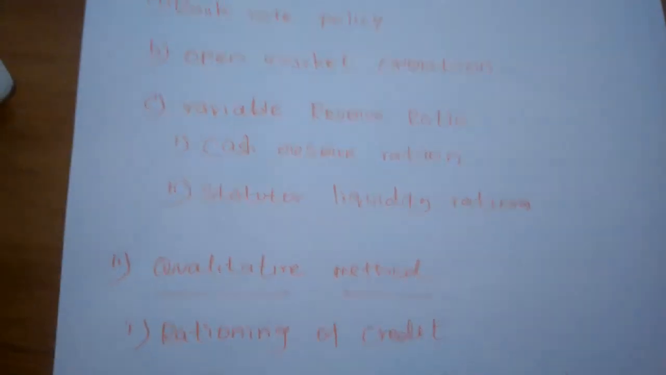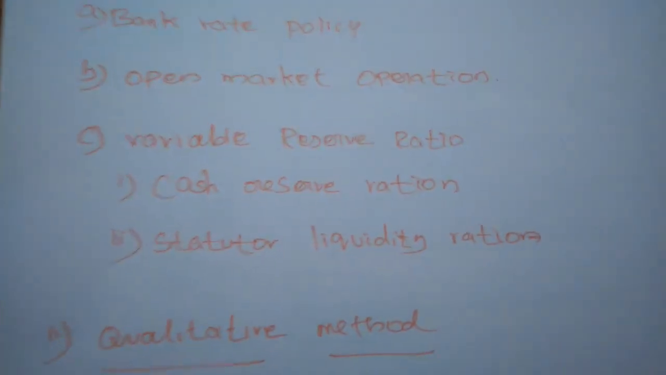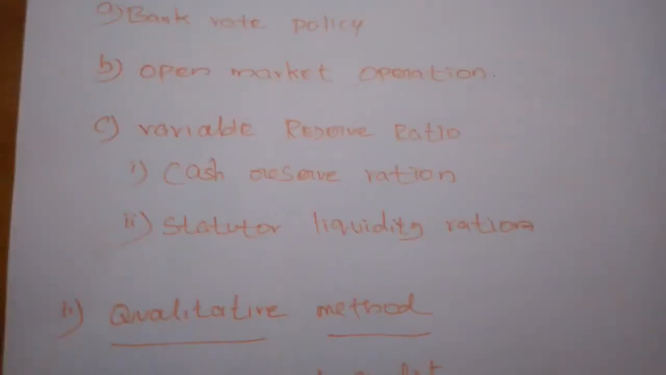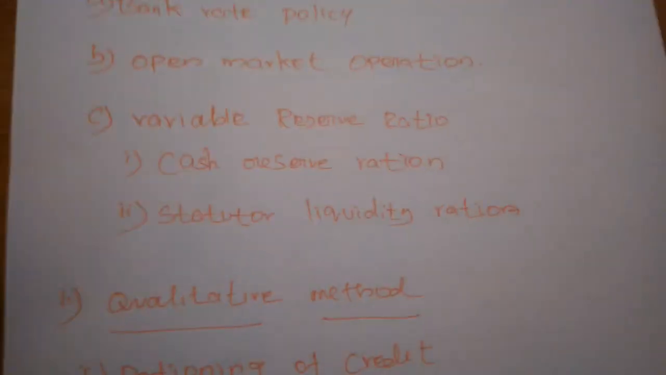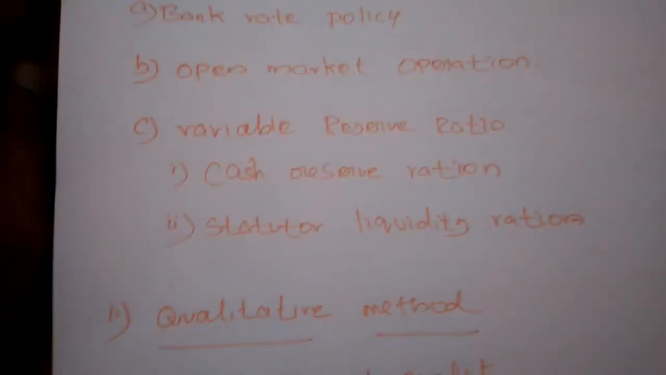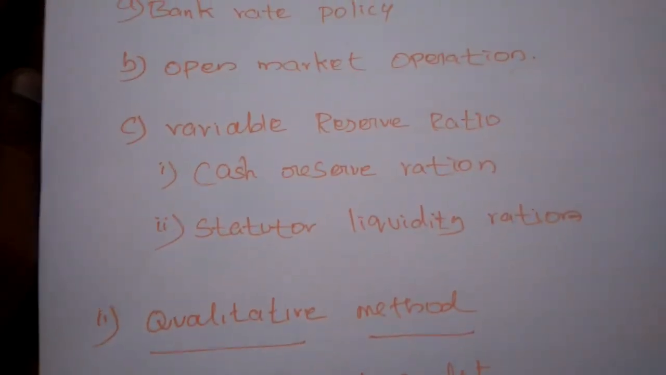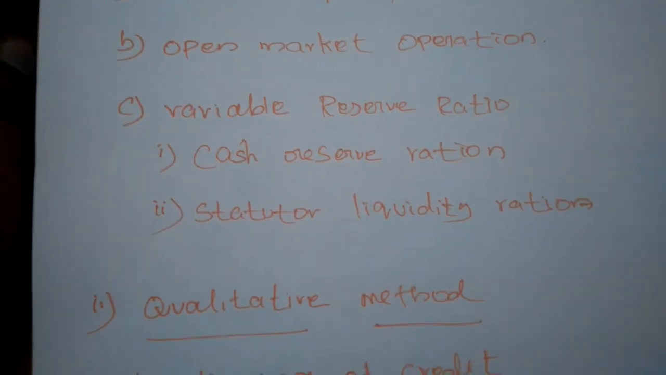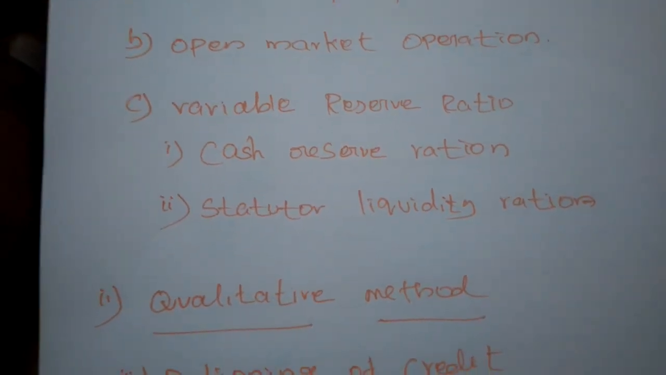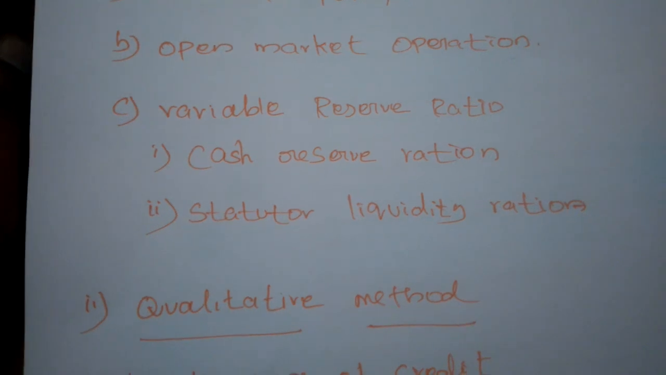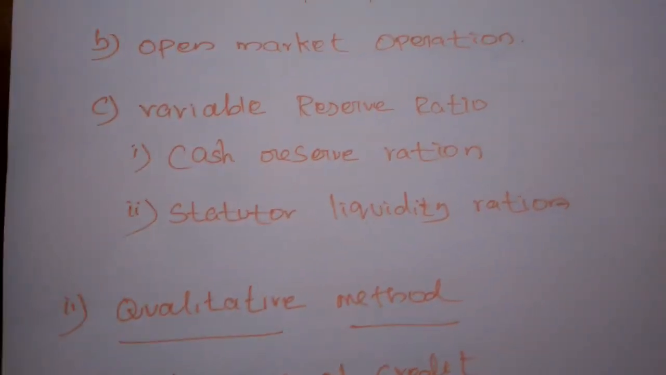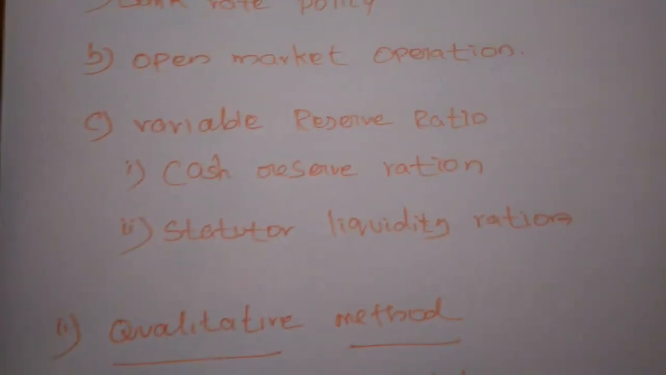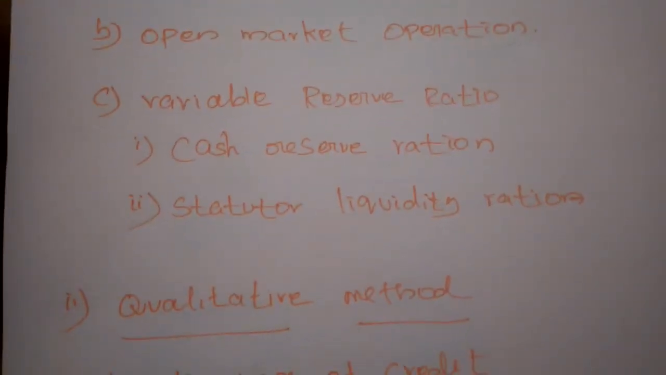Next, variable cash reserve ratio, variable reserve ratio. So the reserve amount, already we have studied, the reserve amount is there. All the commercial banks must submit some amount of money to the Reserve Bank of India. So in this variable reserve ratio, two types of reservations are there. First one is cash reserve ratio.